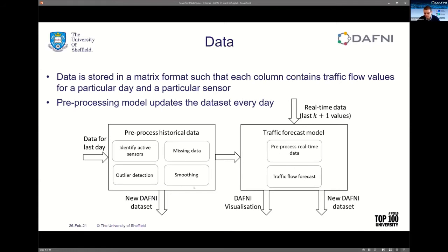And then the combination of processed historical data and processed real-time data goes into this forecast model, and then the results are sent to custom visualization that we've implemented on DAFNI. And also there is a new data set generated on DAFNI, such that people that want to use the outputs of the model can then just access this data set. The same is applied for the pre-processed historical data. So if someone wants to use this pre-processed data set, it's also available on DAFNI as an independent data set.